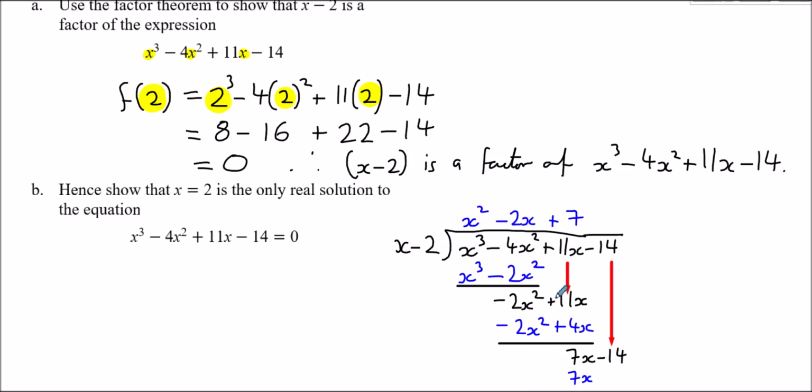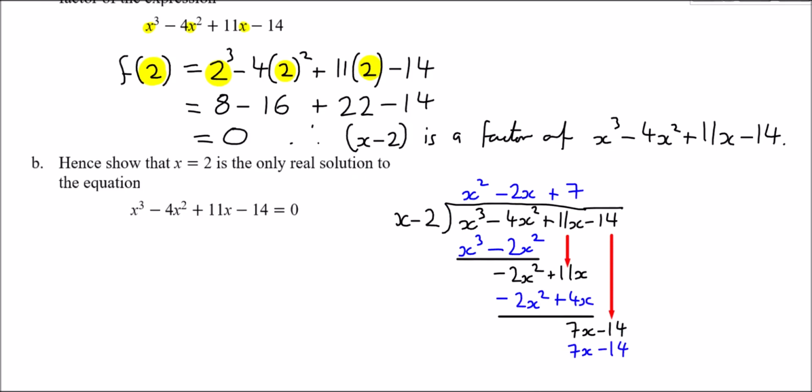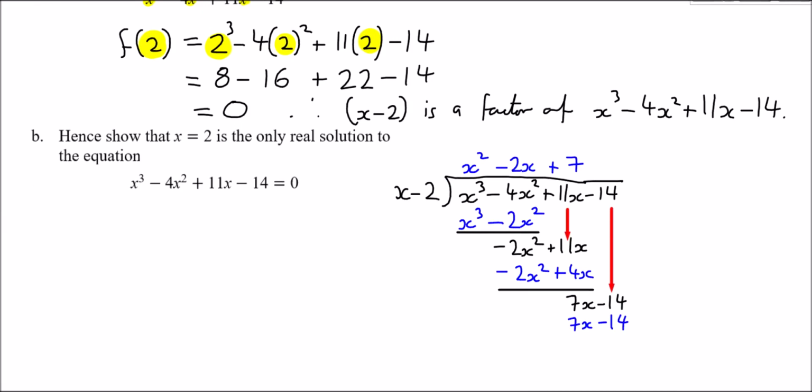And 7 multiplied by minus 2 is minus 14. And as you would probably guess, if you're used to polynomial division, we knew that x minus 2 was a factor, so we'd anticipate this would have no remainder, which of course it doesn't. So this cancels perfectly to leave us with 0 remainder.